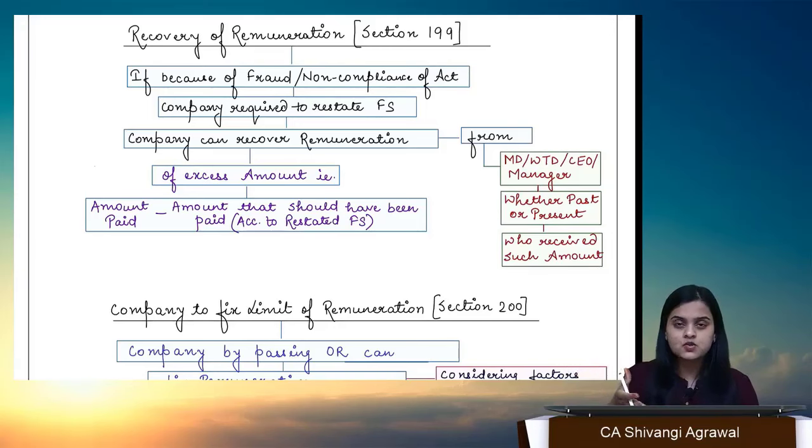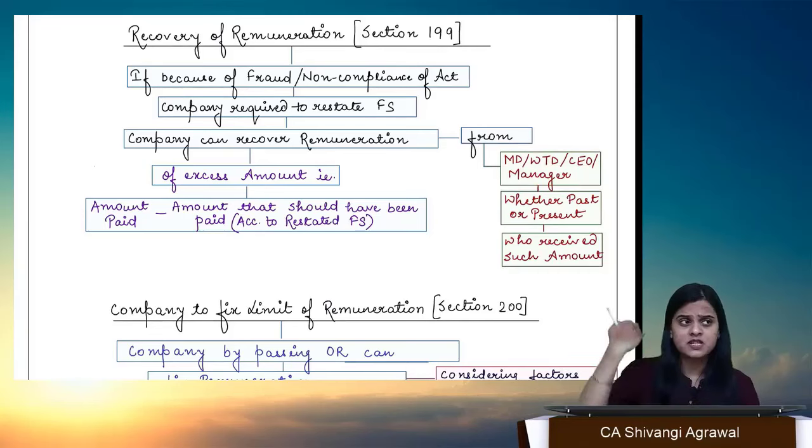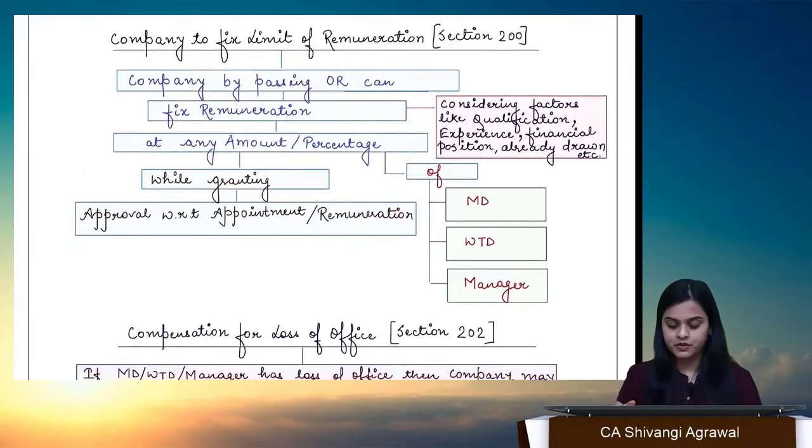In such a situation, the company has been given the power to recover the remuneration from the MD, WTD, CEO, or manager, whether past or present. So it can be past also. Maybe the person is now gone and you are revising the financial statements of some old tenure, and you come to know that you have paid excess remuneration. That is the power given here.